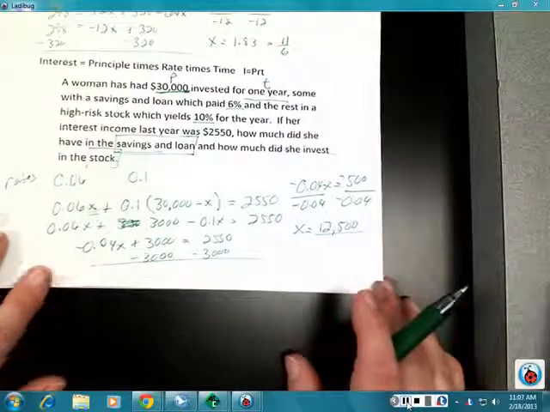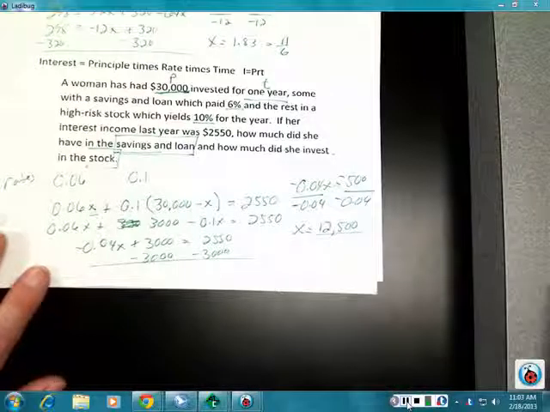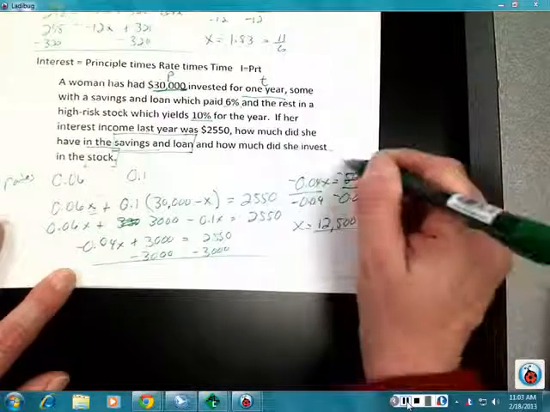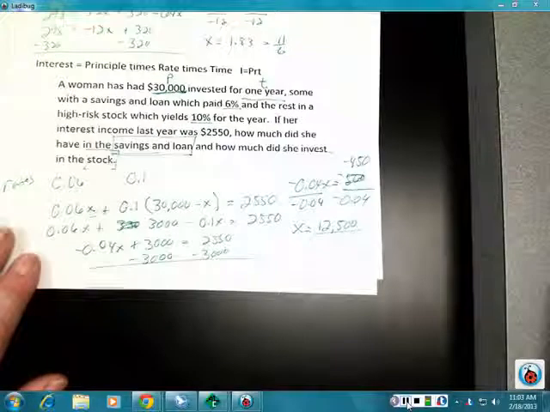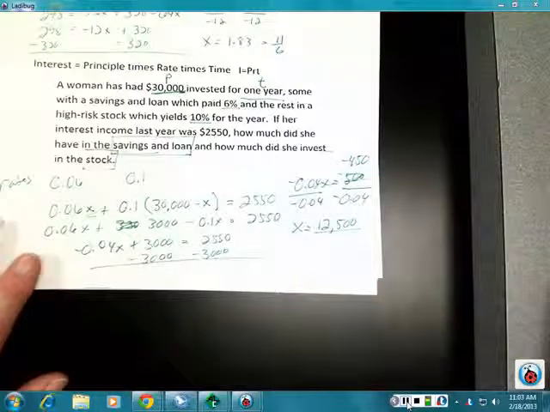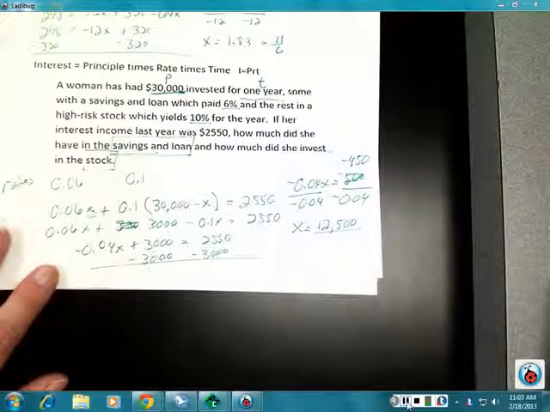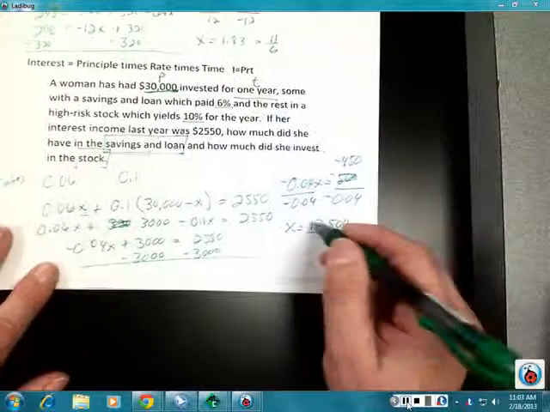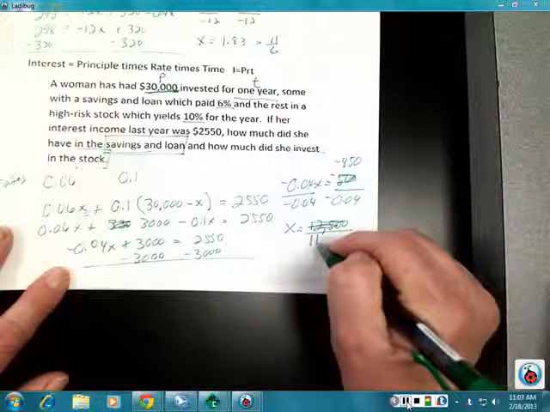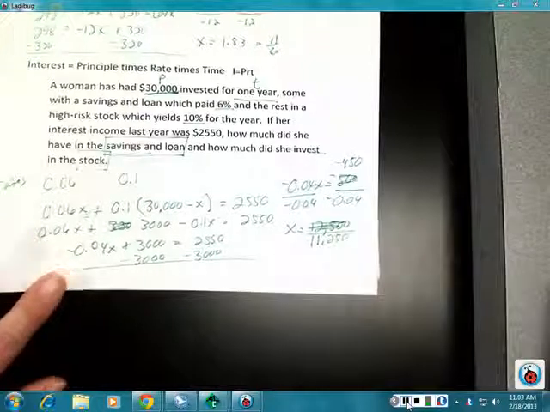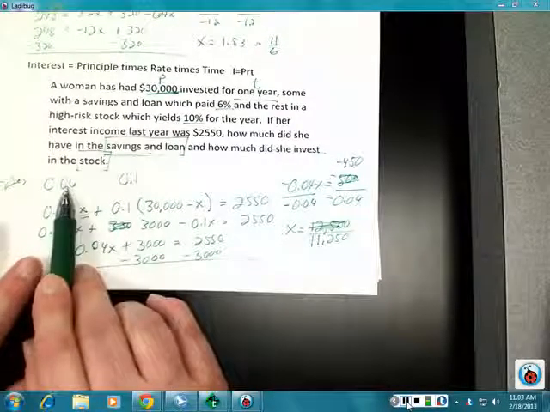Yeah, I was going to say it's negative 450. Oh, negative 450. Thank you. That will make a big difference. So negative 450 divided by negative 0.04 should be 11,250 bucks. She's invested at 6%.